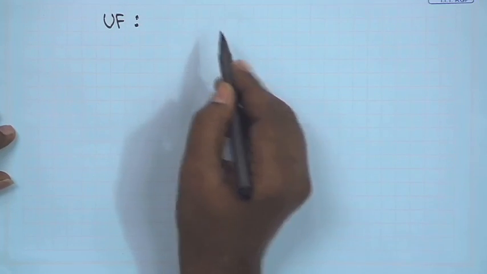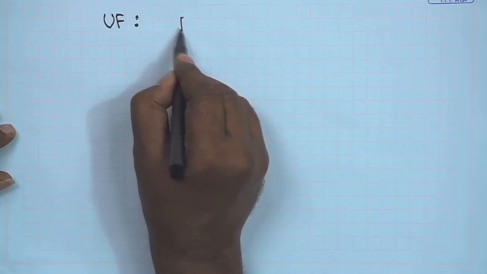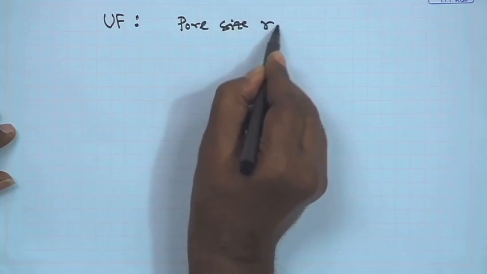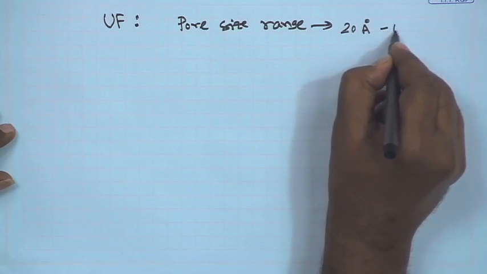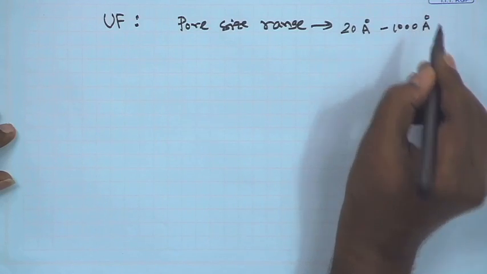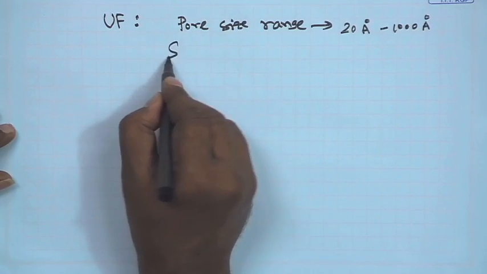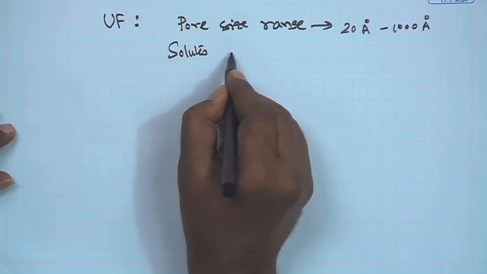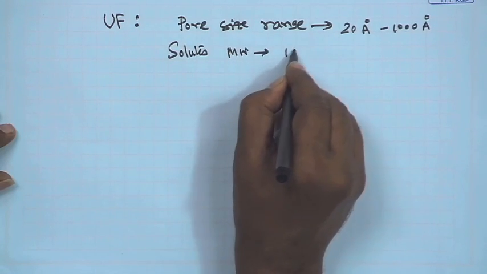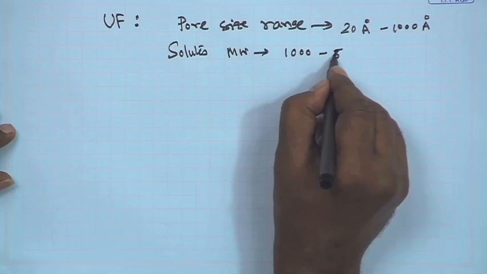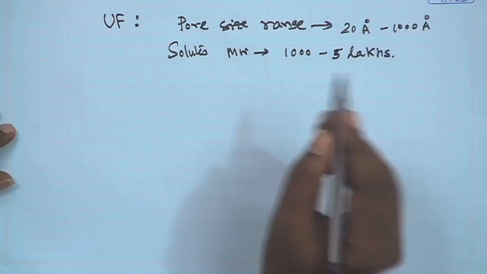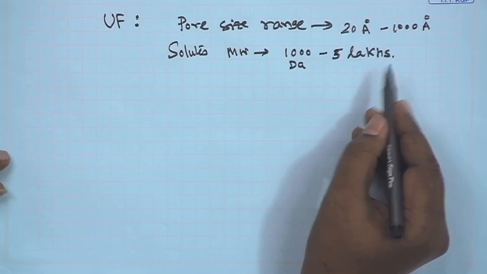Then we will come to the categorization of ultrafiltration. The ultrafiltration has a versatile capacity membrane. So, it has a pore size distribution, pore size range, let us say, 20 angstrom to 1000 angstrom, and the solutes that can be separated have a molecular weight in the range of 1000 Dalton to even several lakhs, maybe 5 lakhs Dalton.